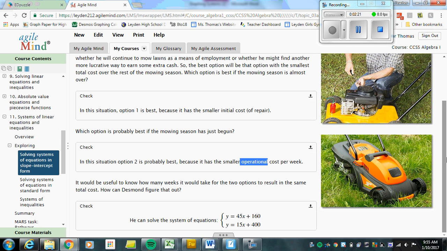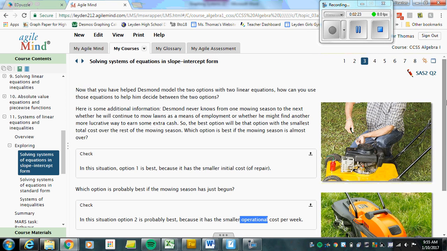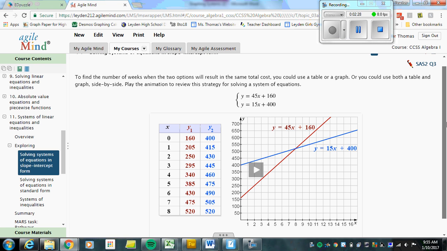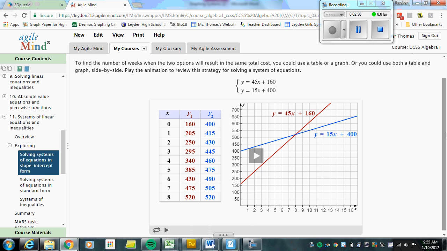Slide 4. Graph both equations and find the point of intersection. What point is the solution of the system? So the two lines cross, or intersect, at (8, 520).